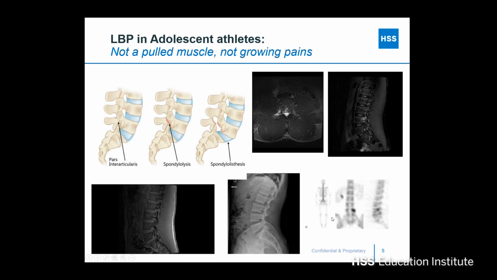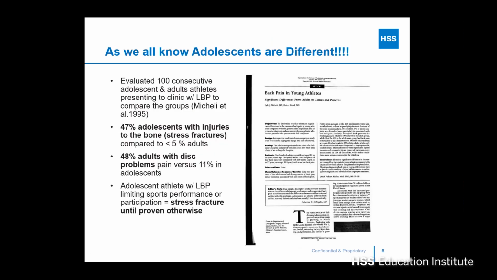I put that on for historical purposes. We really don't need those anymore. I basically get an x-ray, and then if it's negative and I'm still suspicious for a bony injury, I'll get an MRI. As we know, adolescents are different in every different way.